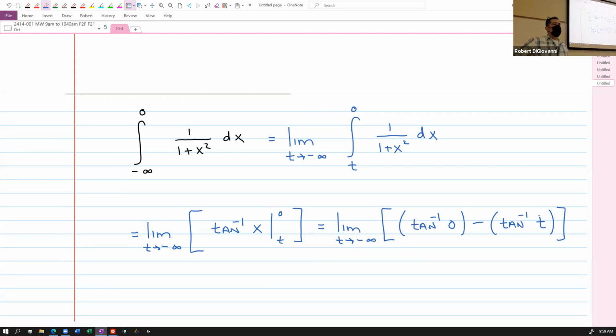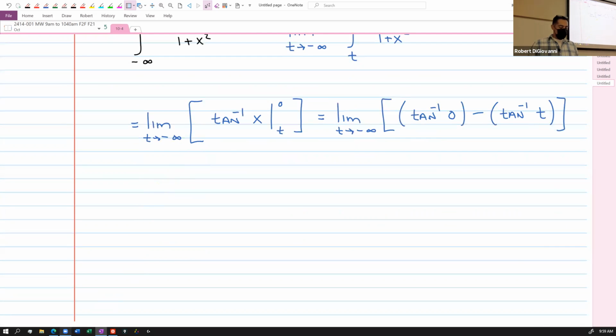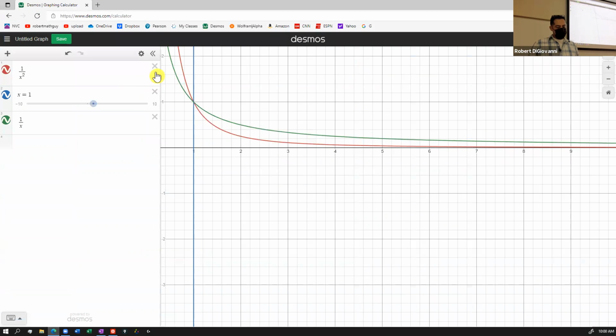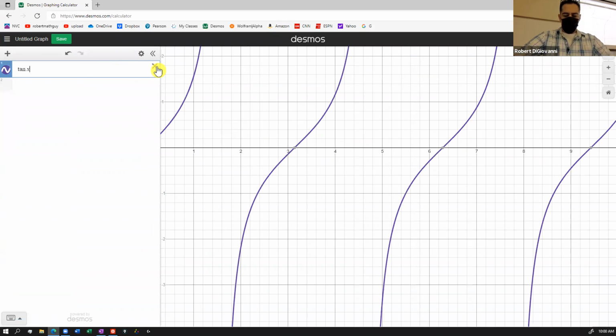Now, we need to know a little bit about arctangent to be able to complete this problem. And this is where things start getting a little bit funky for students, all right? It all depends on how you look at arctangent. The way I think about arctangent is this: I go back to the tangent function. This is what tangent of x looks like.